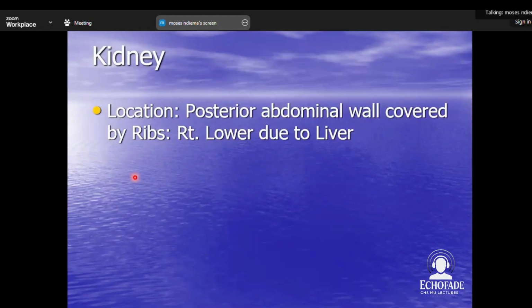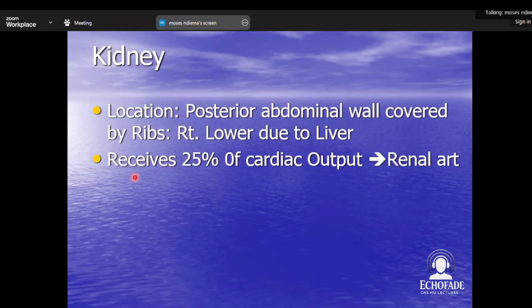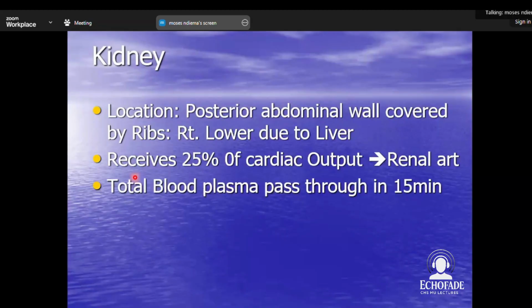Just for gross anatomy, you'll know that the kidney is on the posterior abdominal wall. It's covered by the ribs, the lower part. The right kidney is low due to the development of the liver, so that pushes it to the lower part. The left kidney is slightly higher compared to the right. It receives 25% of the cardiac output, which I've said, through the renal artery. But occasionally, when we talk about development, we will see that we also can have some aberrant blood vessels apart from the main renal artery.